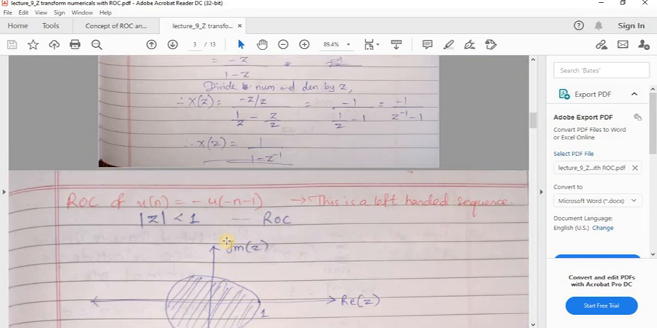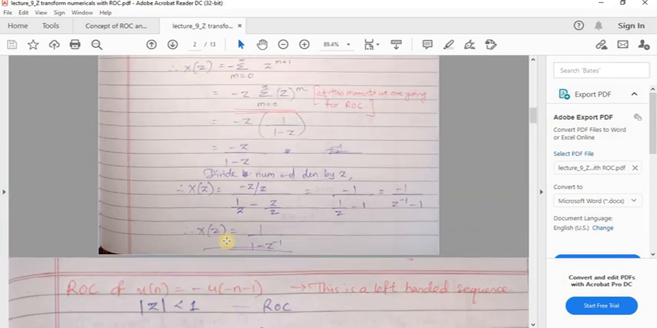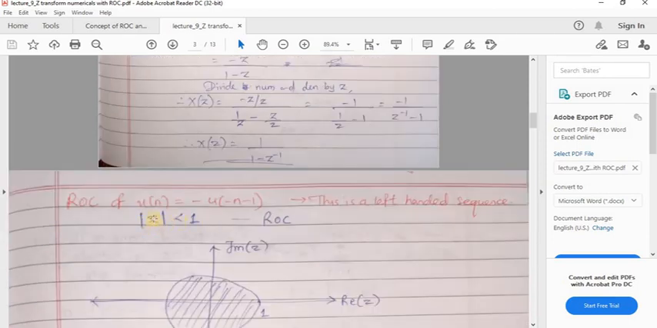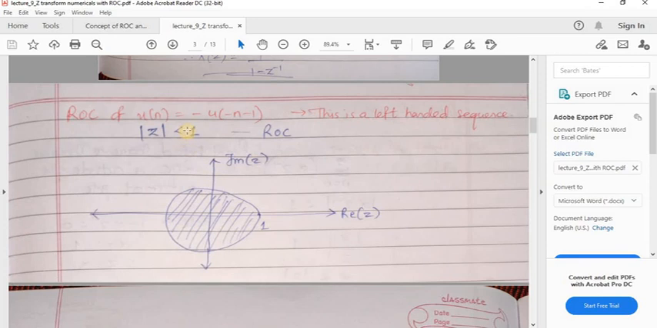As it is a left-handed sequence, you can see here this is only z. Okay, not z inverse. So mod of z less than 1, no need to simplify. If it is less than 1, the region of convergence is inside the unit circle or pole. So if there is no pole, take radius 1, so it is inside the unit circle. So this is a left-hand sequence, and the region of convergence is inside the unit circle.